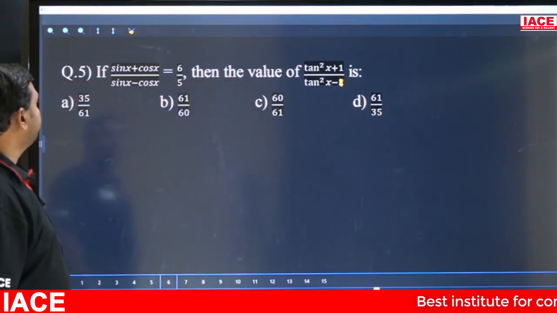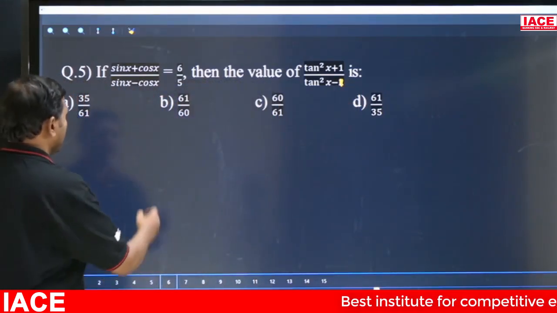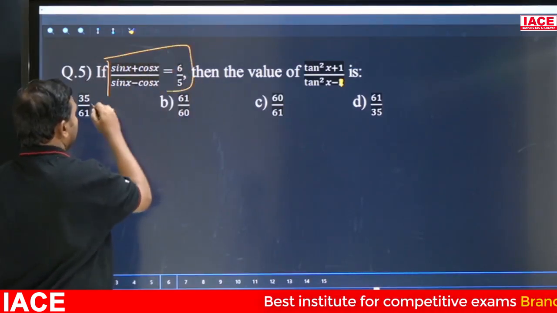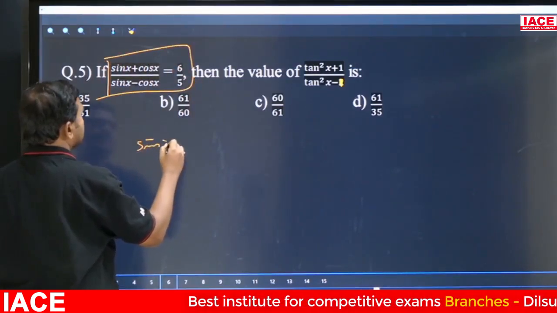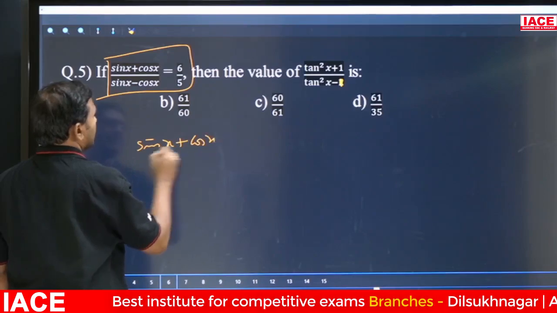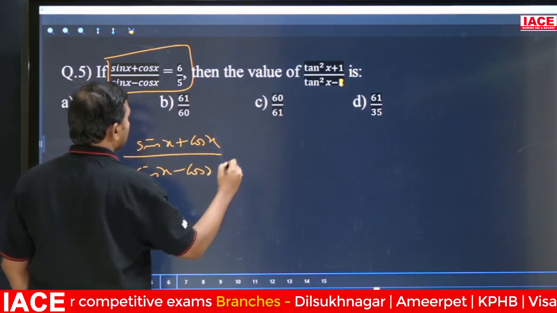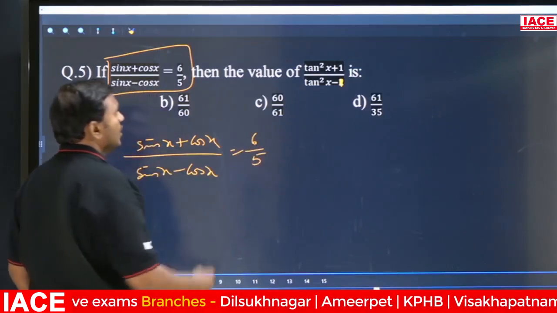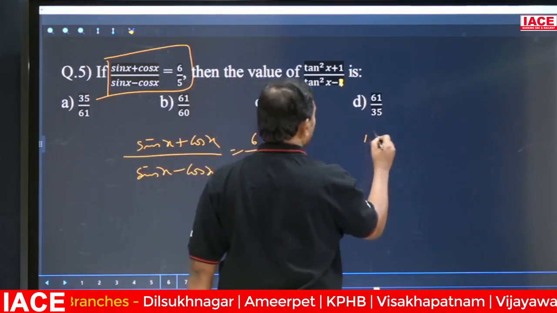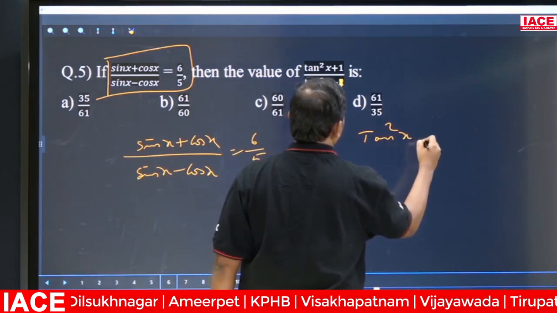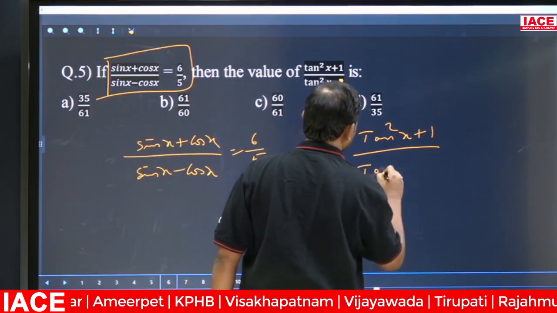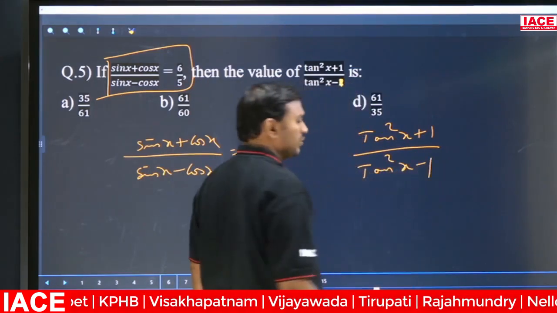Right. So an equation is given. What is the equation given? (sin x plus cos x) by (sin x minus cos x) equal to 6 by 5 is given, right? What we have to find? We have to find (tan square x plus 1) by (tan square x minus 1), right?